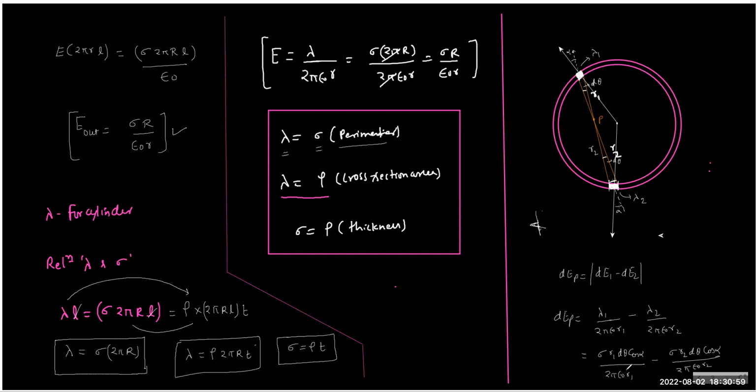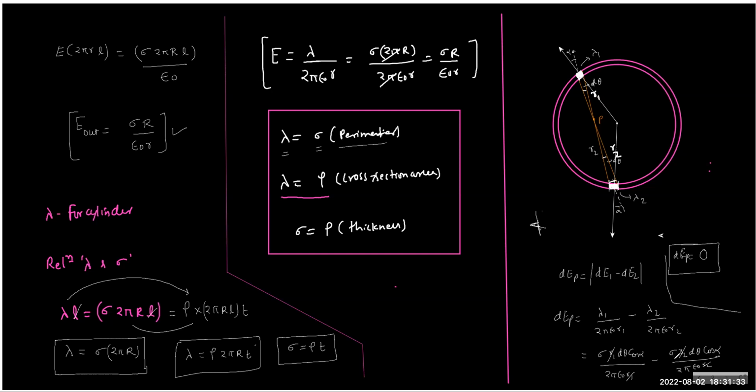And you can see something interesting. No matter which point you choose, the R1 will get cancelled. R2 gets cancelled. So what are we left with? The E at P will be how much? You can see clearly. Because R1 gets cancelled, everything is the same on both sides, right? So electric field will be zero inside the uniformly charged cylinder.